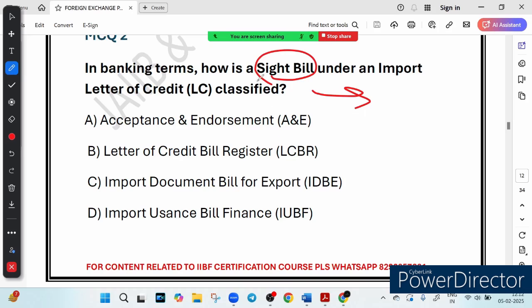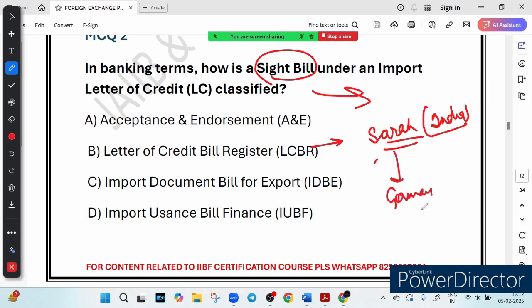For example, let me give you an example of LCBR. Sarah is an importer from India, buying machinery from Germany. So she is an importer from India, and she is buying machinery from where? Germany, right? So what she does, she presents the side bill to her bank. Suppose this is SBI bank. She went to the bank and presented the side bill to SBI.